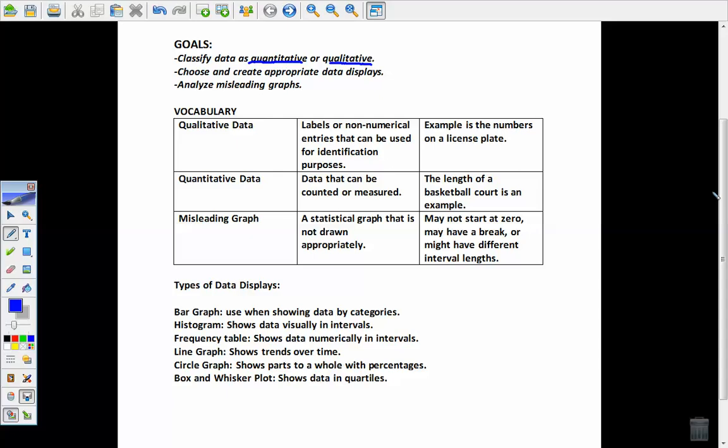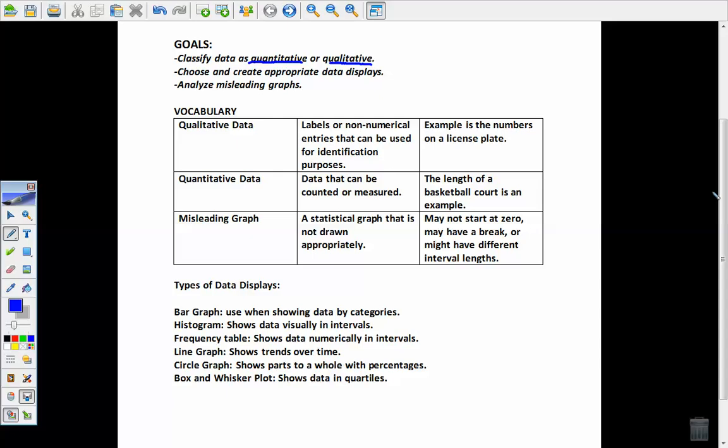Now, quantitative data right here is a bit different. Quantitative data is data that can be counted or measured. So if I ask you this question, how many kids are in this class right now? Is that a label or an identification, or am I actually counting to know how many people are in here? I'm counting the number of people in here. So anytime you're counting something or measuring something, that's going to be considered quantitative data. All right? Quantitative data. Data that can be counted or measured.